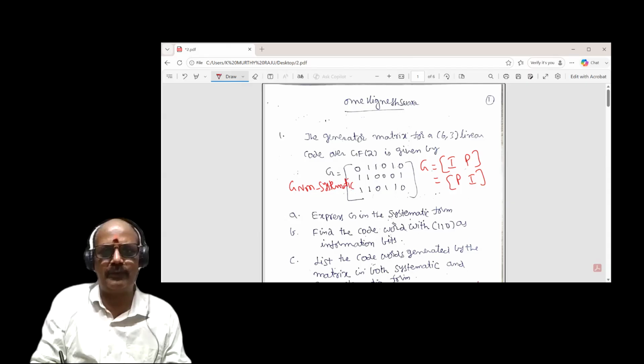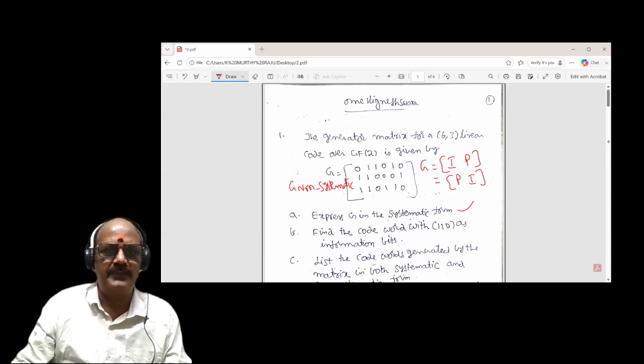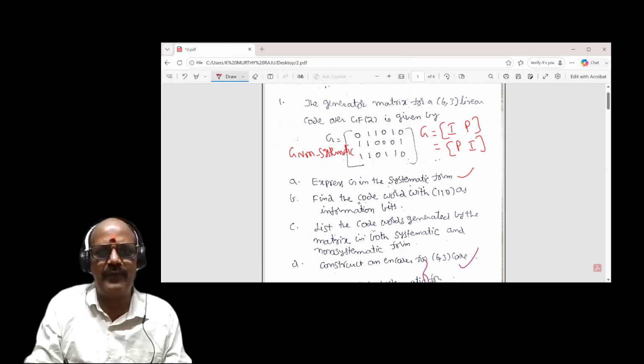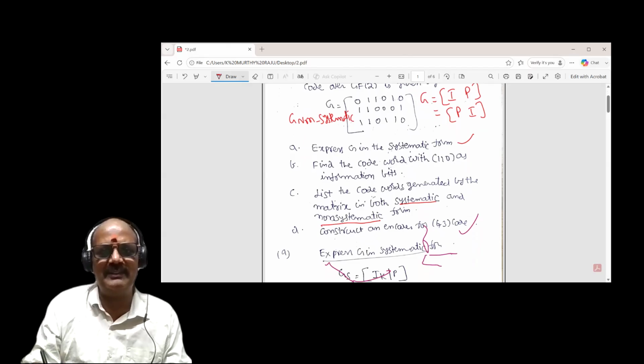First, determine G in systematic form. Second, find the code word with 110 as information bits. This is a (6,3) code, K = 3, so 3 information bits are there. Each and every message contains 3 information bits. Find the code word using both the systematic and non-systematic forms of G. Third, list the code words generated by the matrix in both systematic and non-systematic form. Fourth, construct an encoder for the (6,3) code.